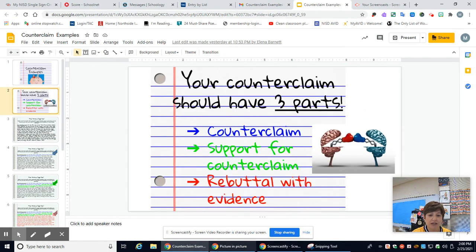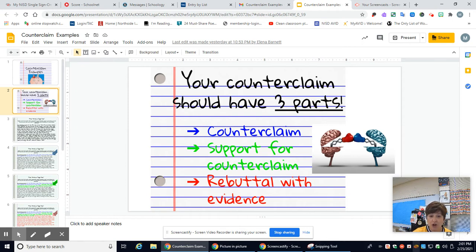So let me go to this next slide. When you are writing your counterclaim, the counterclaim itself will be a paragraph. And the paragraph in a counterclaim has to have 3 parts: the counterclaim itself, the support for the counterclaim, and the rebuttal with evidence. So I want you to pay attention to these colors: blue, green, and red. Rebuttal simply means you contradict a contradiction or you've refuted it. You're saying in a polite way, yes, that is true, but I'm going to tell you why you're wrong.